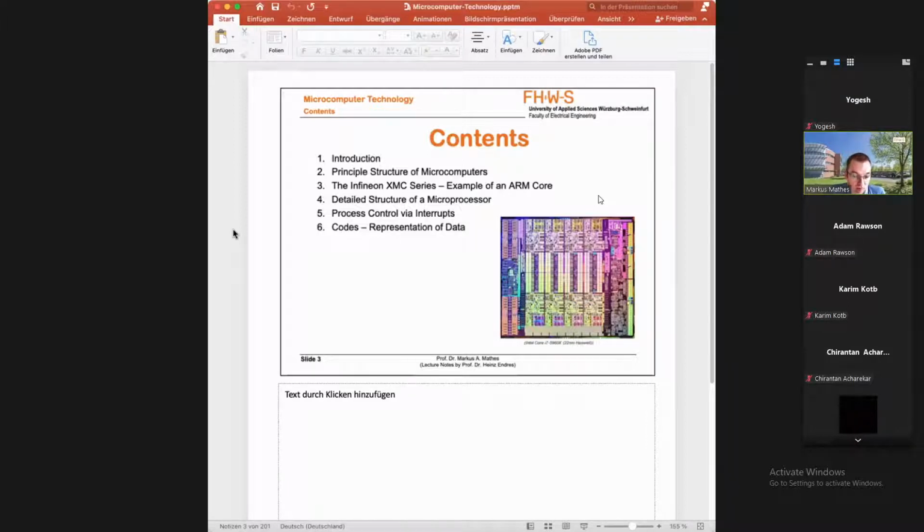Yeah? So we'll talk about SISD, SIMD, MISD, and MIMD constructions, and I give you some examples which layout or which approach suits best for a specific use case. Then we have one big real-world example in chapter 3. That's our Infineon XMC series board. That's one example for an ARM-based microcomputer.